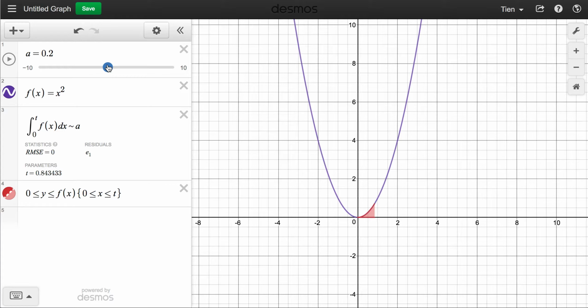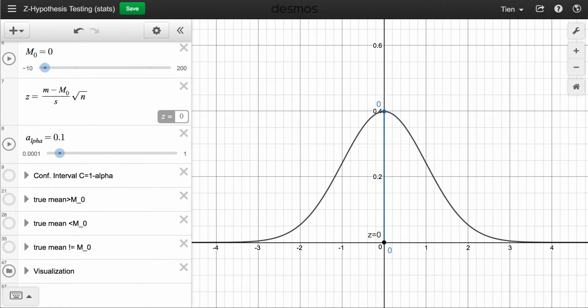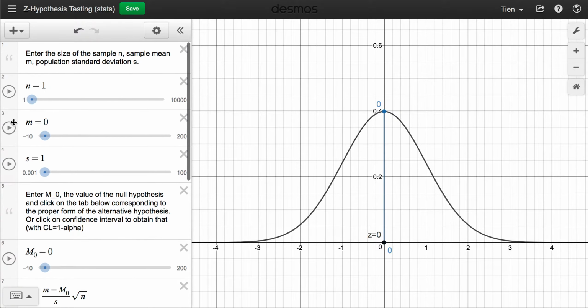But what I find really, really useful about this is when I created a calculator for Z hypothesis testing. So this is the calculator for Z hypothesis testing. It's also the calculator that I'm submitting with my application. And what we have on the side here, and let's scroll up a bit, in the first part, we have all the information that we need for hypothesis testing about our sample: the size of the sample, the mean, and the standard deviation.